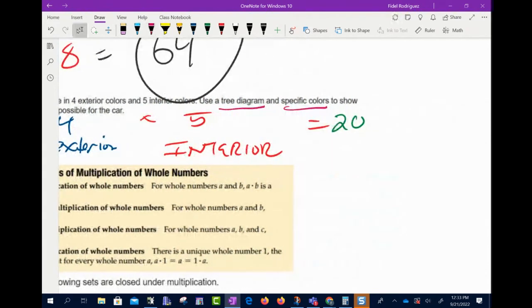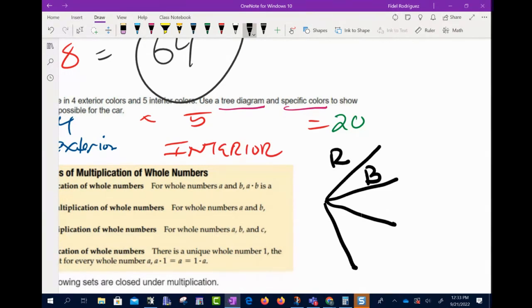So what I want to do here, you guys, is I'm going to do like a tree diagram. So what I mean by a tree diagram, it's going to look something like this, okay? And so I'm going to pick my exterior colors here. So I don't know, I'm going to go red, black, silver, and gold. Okay, I'm just making up 4 colors. Now I need to come up with 5 colors for the inside. So look, let me go like this. 1, 2, 3, 4, and 5 right there.